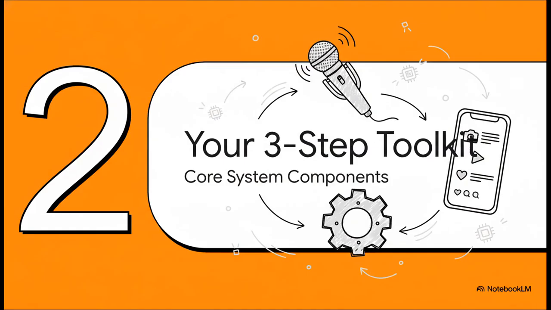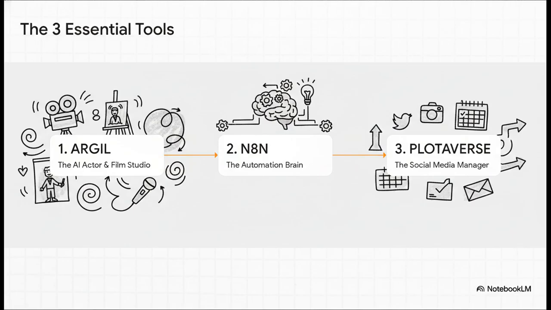Well, while it might seem complicated, the entire system is really built on just three essential interconnected tools. This right here, this is the blueprint for your whole operation. Just think of it like this. Argyle is your creative studio, where you dream up your actor and produce all your videos. N8N, that's the central brain, the workflow engine that connects everything and makes it all work together. And Plotaverse is your automated social media manager, scheduling and pushing out the content for you.